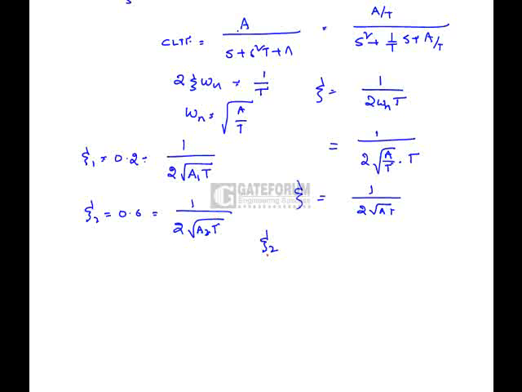So zeta 2 by zeta 1 is nothing but 3, which is equal to under root A1 divided by A2. So A2 is nothing but 1 by 9 A1. So the gain must be multiplied by a factor of 1 by 9. That is option C is correct.